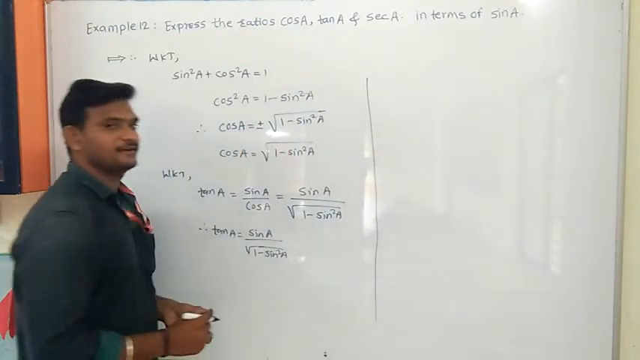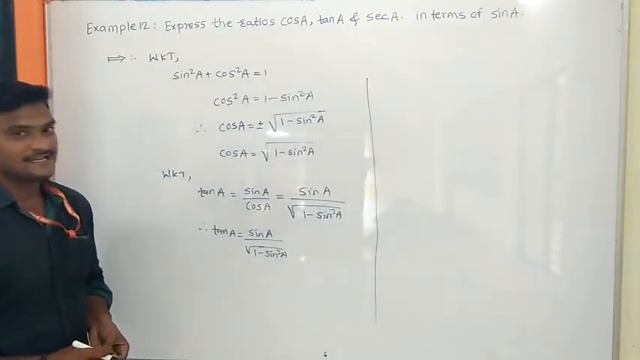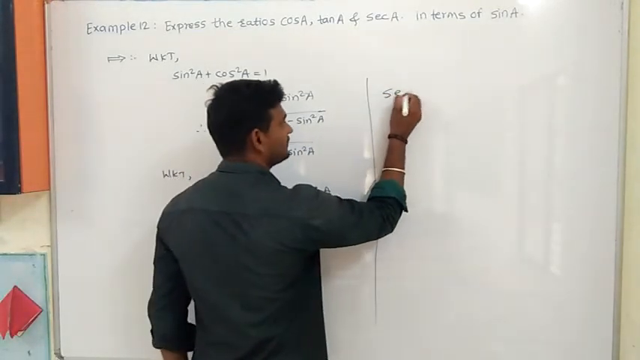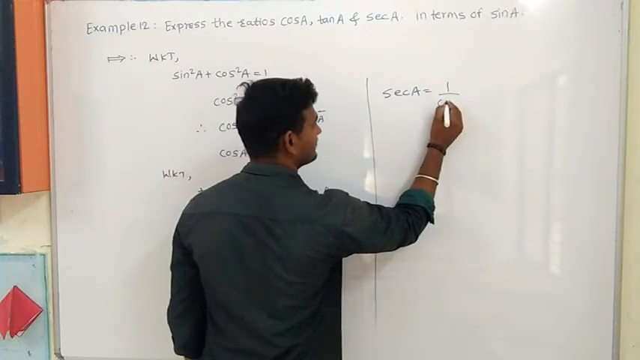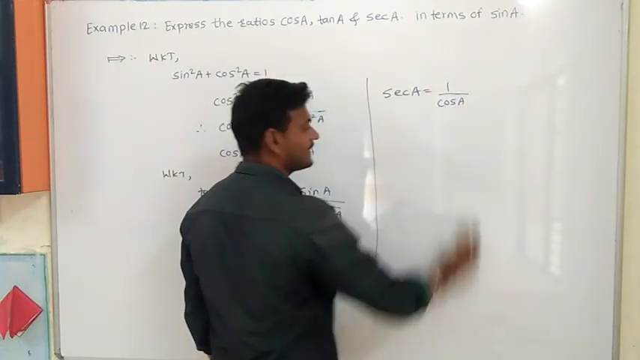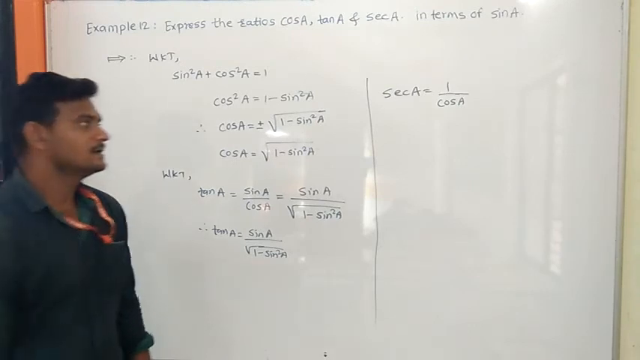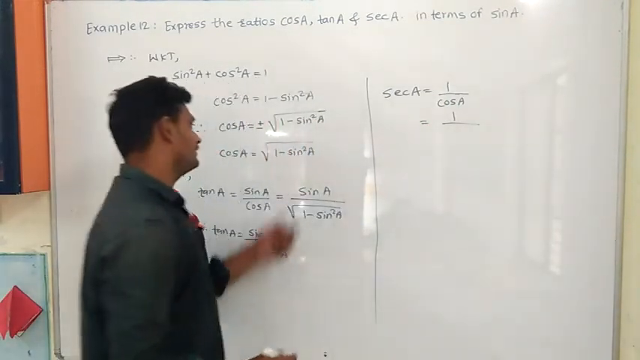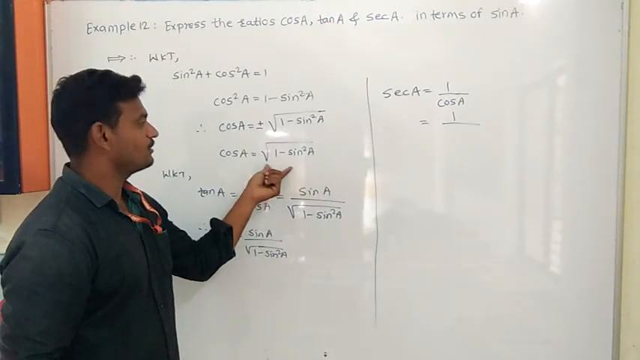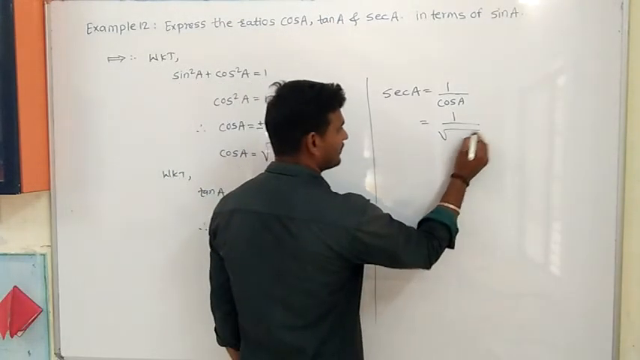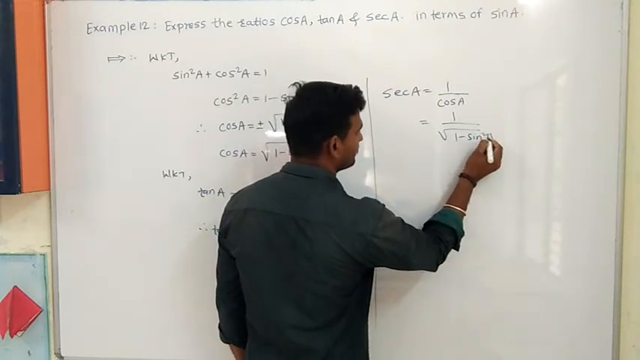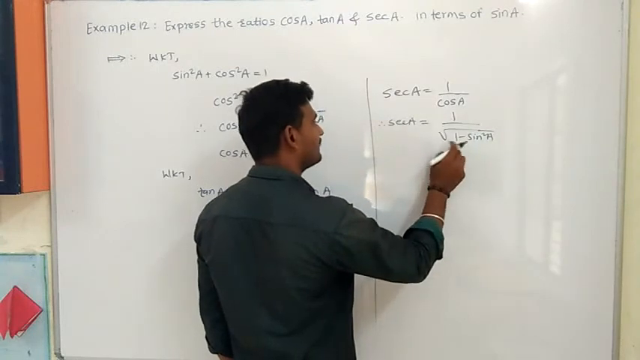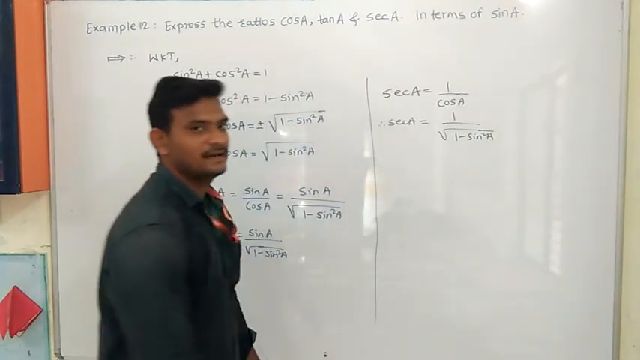Now, also sec A we want here. Sec A, how to bring the sec A? Sec A is nothing but it is 1 by cos A, the reciprocal of cos. Therefore, sec A is equal to 1 by cos A. What is the value of cos? Square root of 1 minus sin square A. Put here square root of 1 minus sin square A. Therefore, we got sec A is equal to 1 divided by square root of 1 minus sin square A.